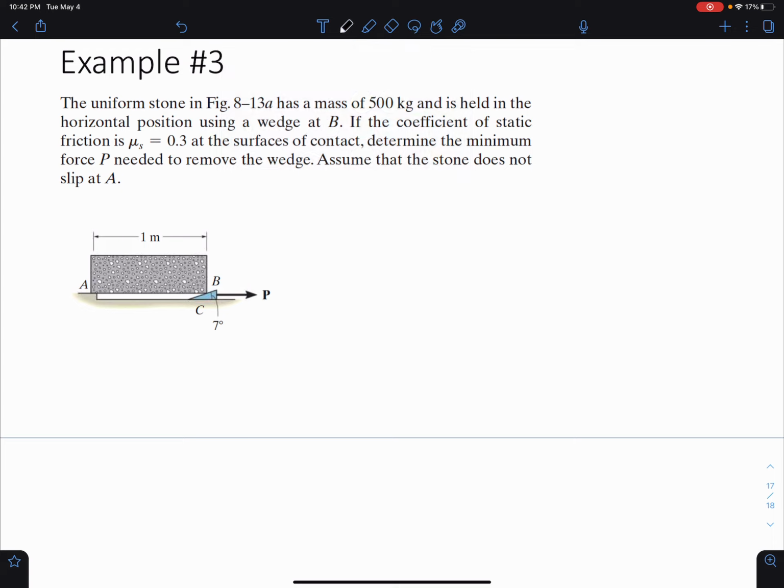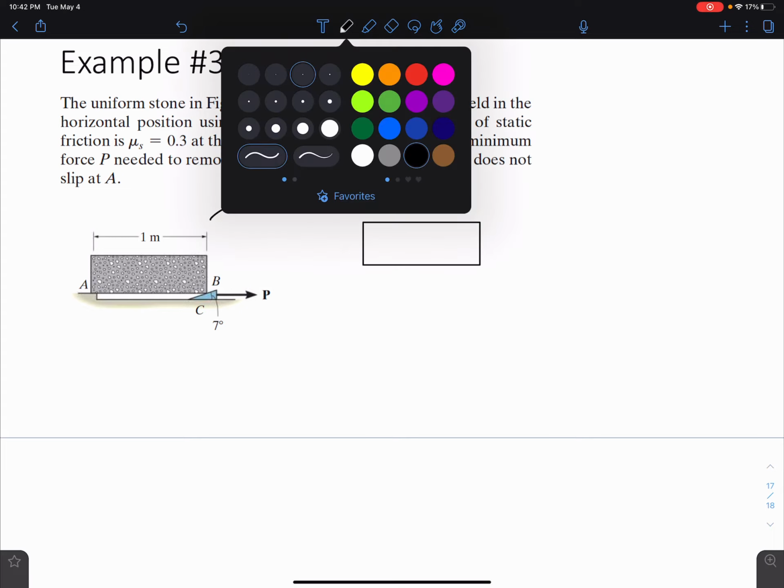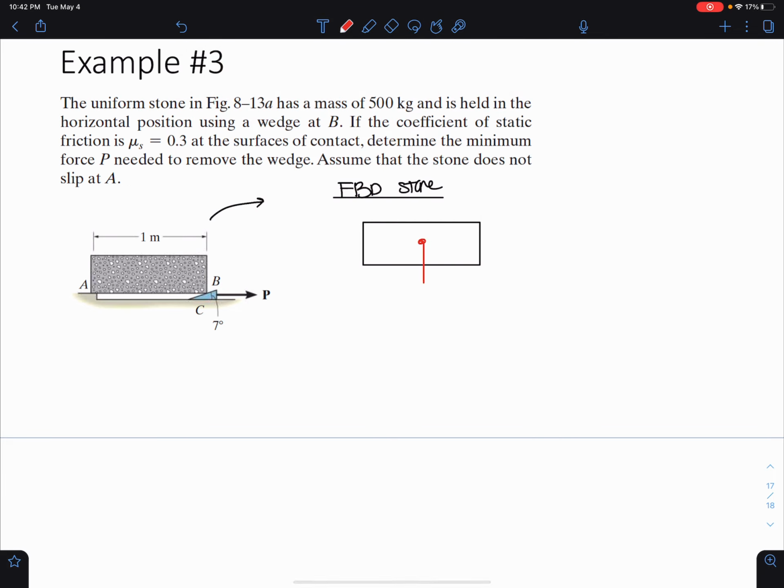So what we want to do here is break this system up, and draw the FBD of first the stone and then the wedge, so we can see this interaction and what's happening here. So this is our stone. And we were given that the stone has a mass of 500 kg. And we know that there is going to be some resistance to the motion, this friction, and some normal force. And it doesn't tip, so it's some normal force to the left of our centroid.